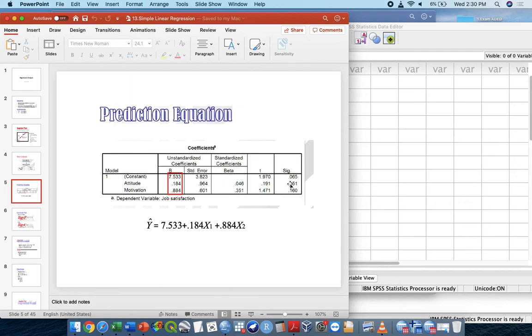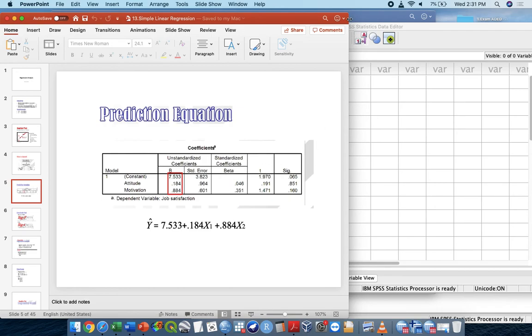In this particular case, you can see the significance level is more than 0.05. That means it's not a good significant predictor in this example. But this example is not for that. This example is just to tell you how to derive a predictive equation based on the coefficient table. You can derive it straight away: take the constant, take the x1, take the x2. And the majority of other statistical packages also will produce a similar output.